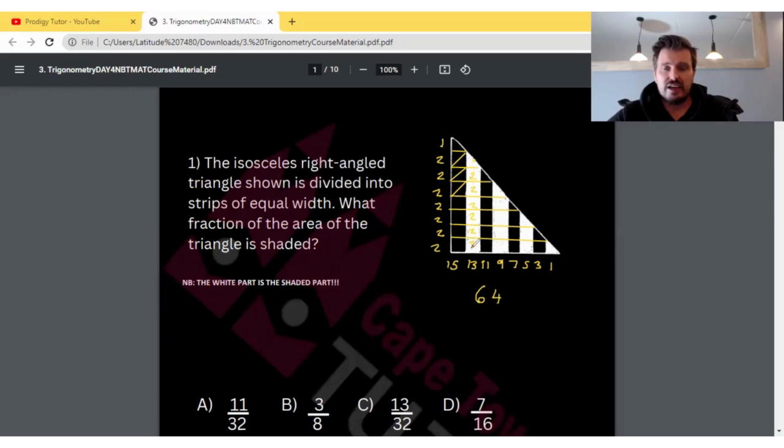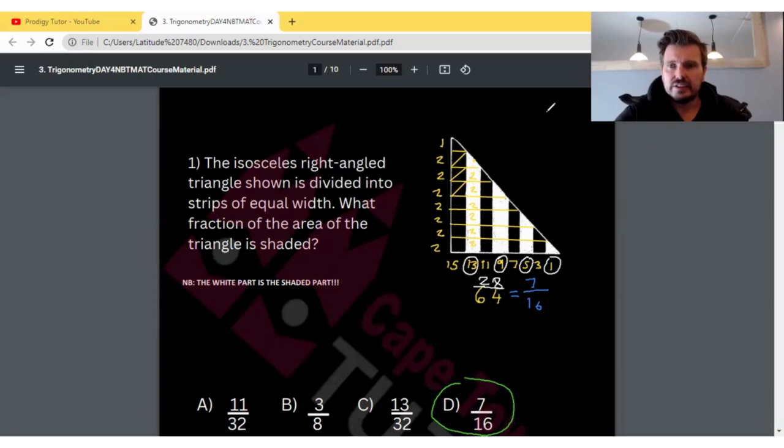Okay, and in the shaded area, we just need to count the white ones, right? So that's 13, 9, 5, and 1. So 13 and 9 is 22, plus 5, 27, 28. So there's 28 out of 64. We simplify that. 28 can be divided by 4 to give you 7. 64 can be divided by 4 to give you 16. 7 over 16. The answer is D.